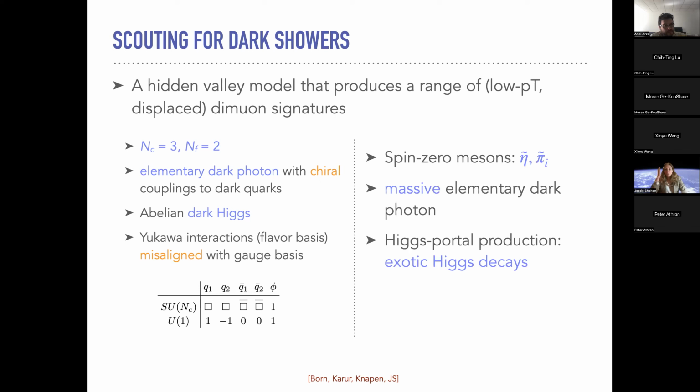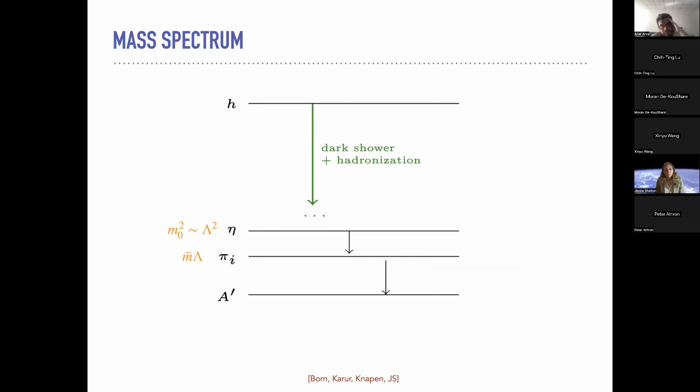So in terms of the meson degrees of freedom, we focus on the four spin zero mesons. We have a pion triplet, and we have a flavor singlet, the dark eta meson. The elementary dark photon is massive, and the dark Higgs can have some Higgs portal coupling that naturally gives you exotic Higgs decays into this sector. Okay, so this is what the theory looks like.